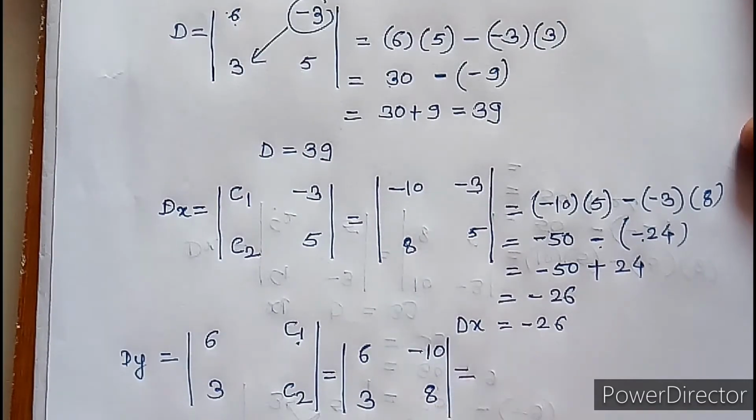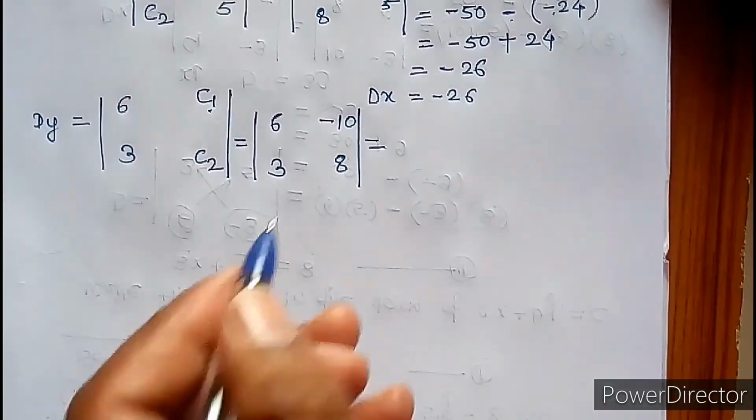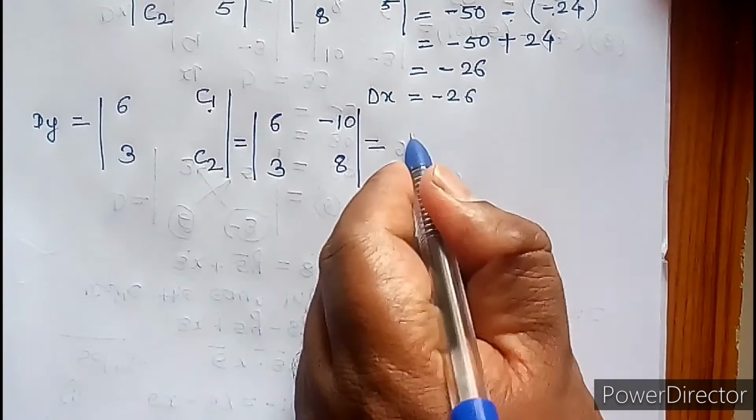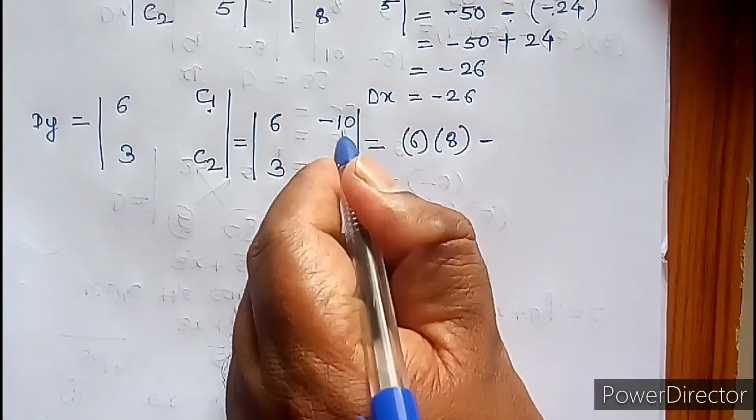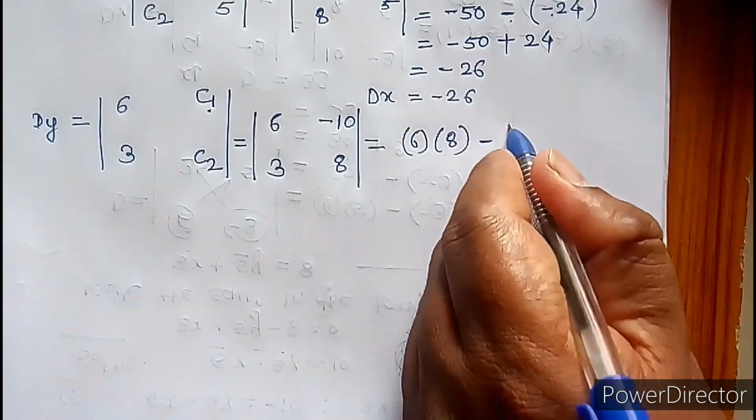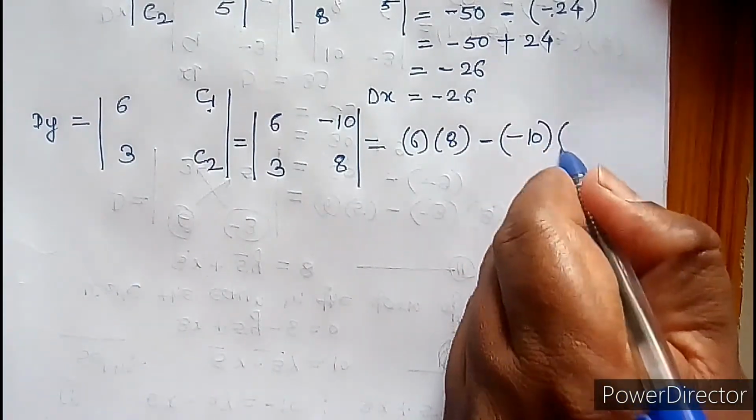Therefore now find the value of this dy. Now this 6 into 8, it will be 6 multiplied with 8 minus, as it is now this -10 will be multiplied with 3, -10 into 3.